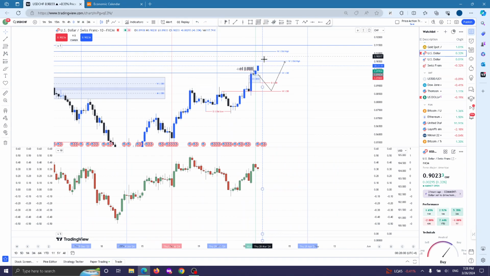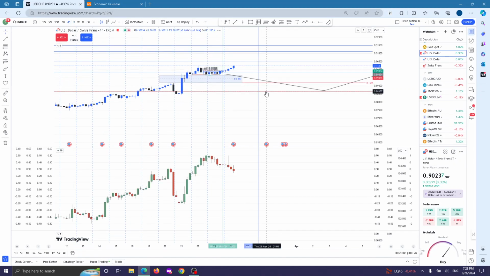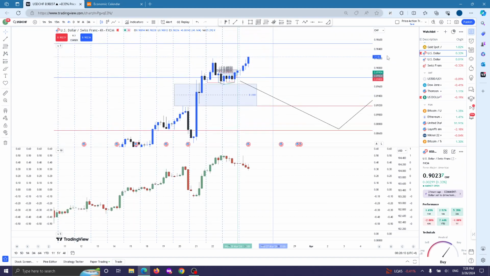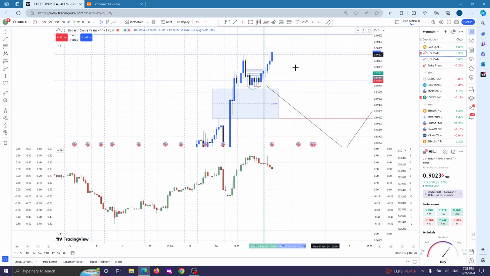Weekly bias is this weekly old high. PDA. Let's see, 4 hour. What the hell is this? So many stuff. Delete that. Okay, it's much cleaner now. 4 hour chart. This appears to be a breaker.